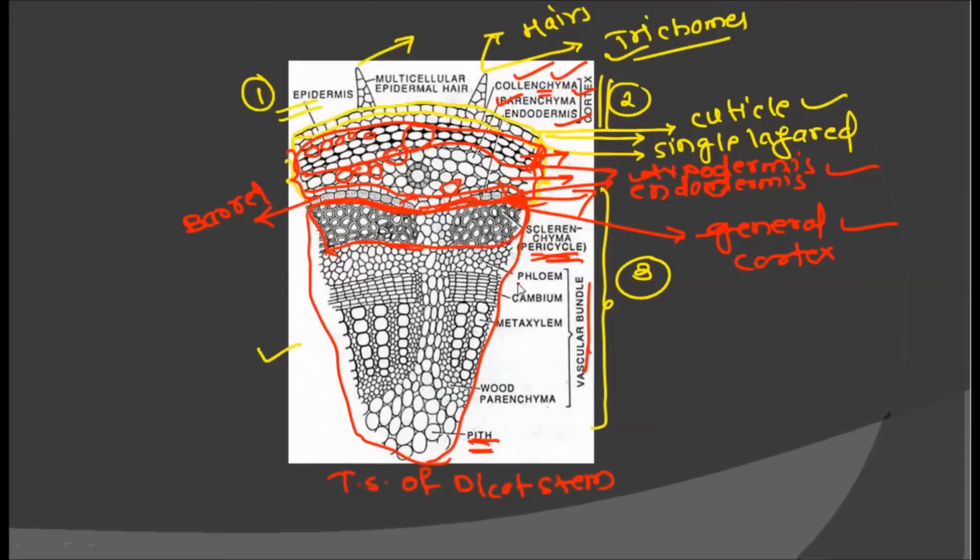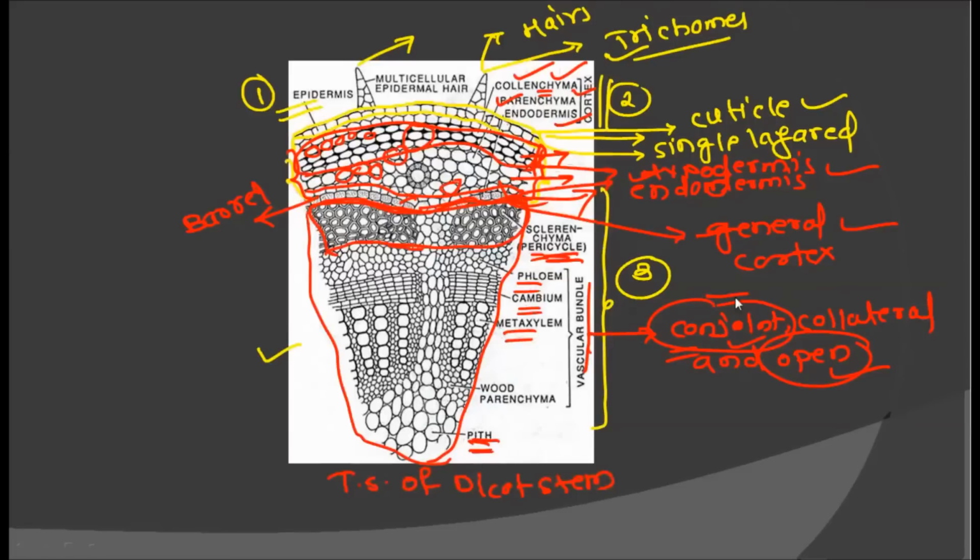The vascular bundle is made up of the phloem, then cambium, and the metaxylem. First, we have the phloem at the beginning of the vascular bundle. The vascular bundles are conjoint, collateral, and open. They are called conjoint because the xylem and phloem are present on the same radii, and that is why they are called conjoint. And between them, there is a presence of cambium ring. That is why they are called open. So, in a dicot stem, we have conjoint, collateral, and open type of vascular bundles.